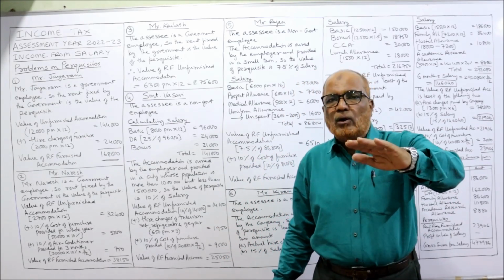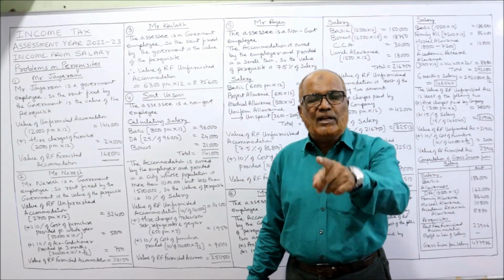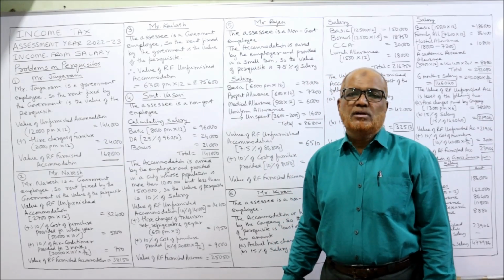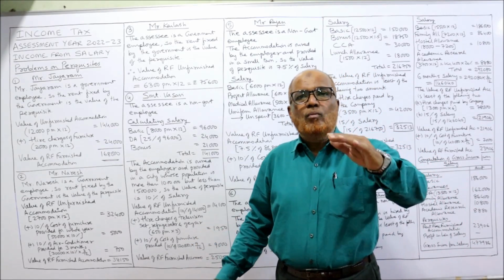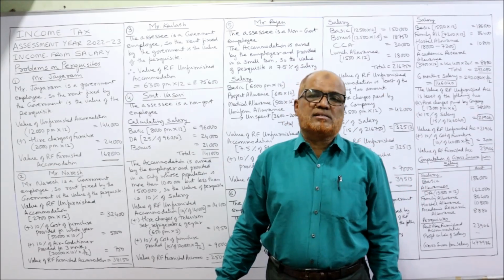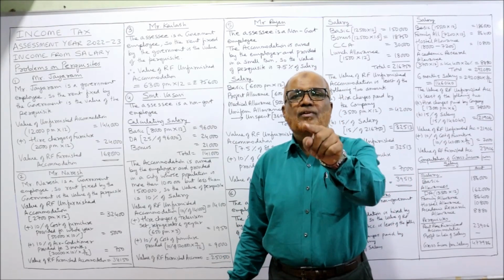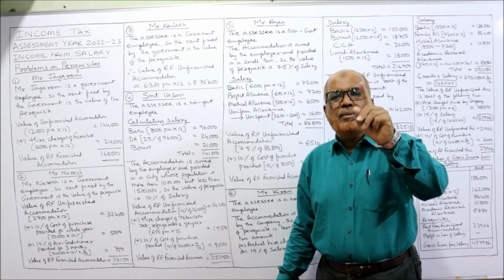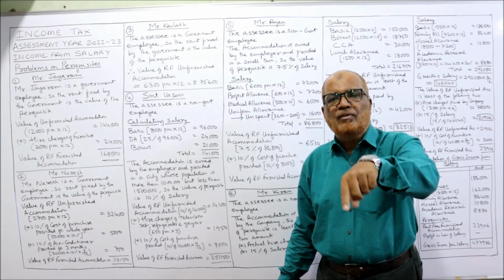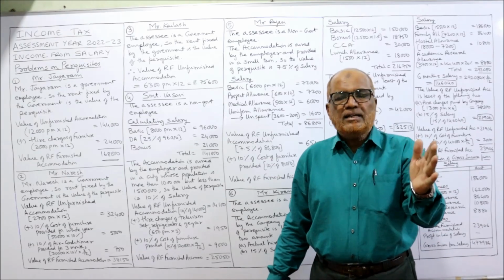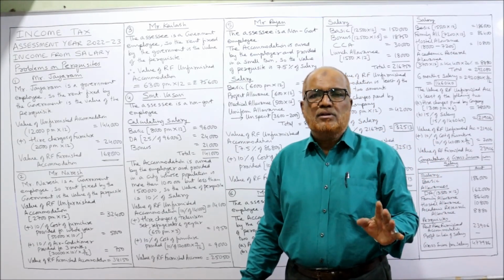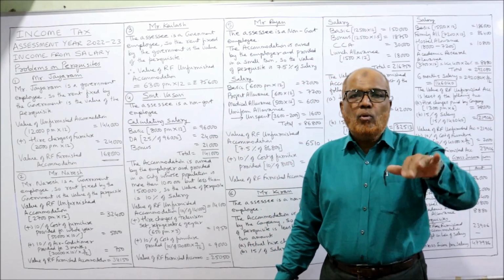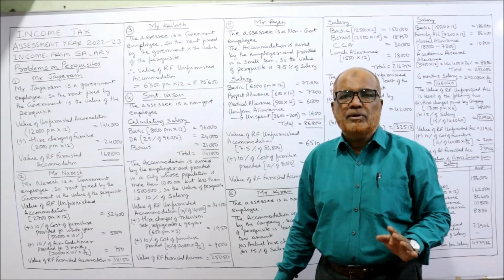If the population of the town is more than 10 lakh up to 25 lakh, 10% of salary is the value of the perquisite. If the population of the town is more than 25 lakhs, then the value of the perquisite is 15% of salary. That's all. So three rates you have to remember: 7.5%, 10%, 15%. Less than 10 lakh population, 7.5%. More than 10 lakh but up to 25 lakh, 10% of salary. More than 25 lakh population, 15% of salary.